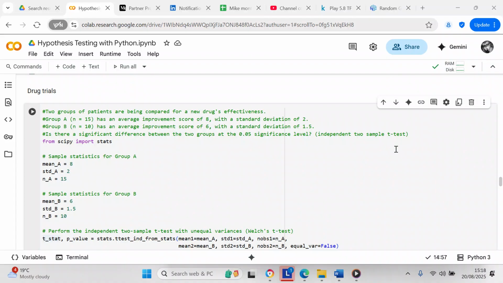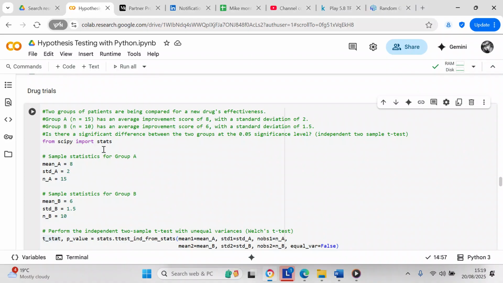We're going to perform an independent two-sample t-test to answer this question. Basically, we're going to write a program in Python to answer the question. In order to write the program in Python, we're going to have to import scipy, which is Python's scientific library. So from scipy, we're going to import stats, which is a statistical module within scipy.